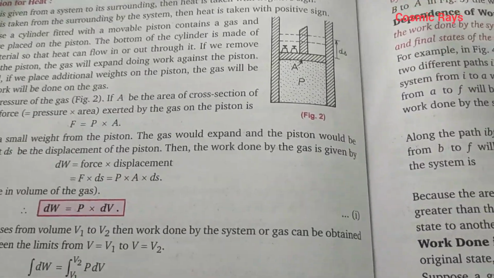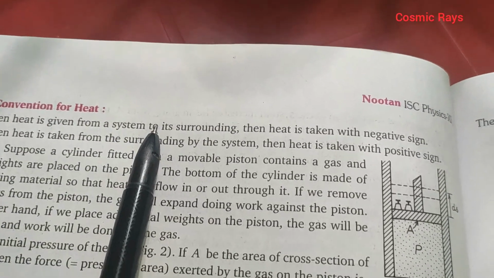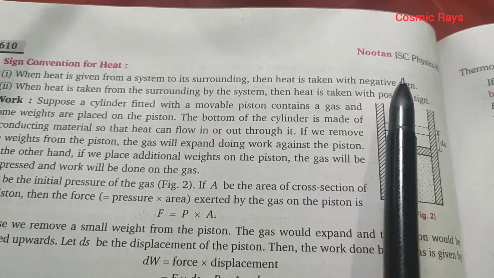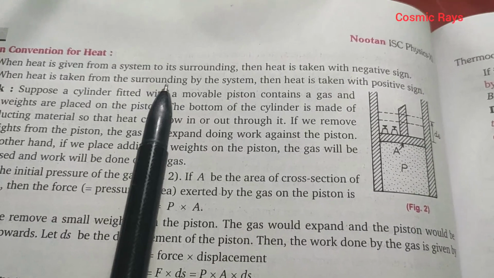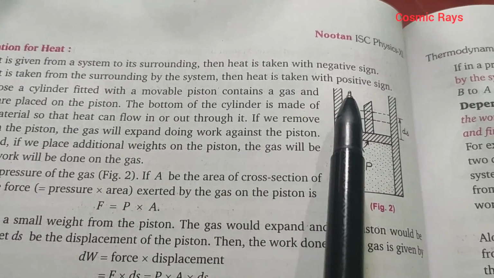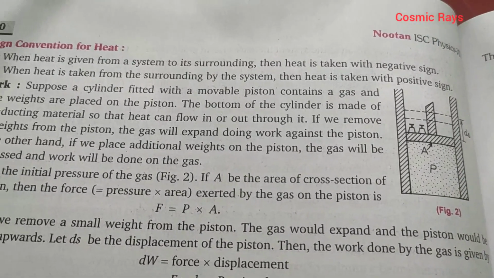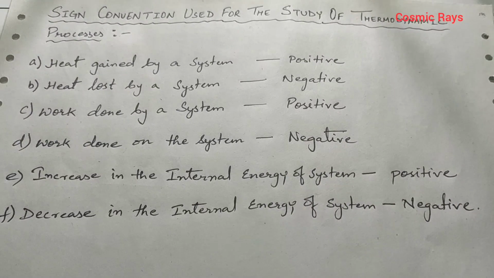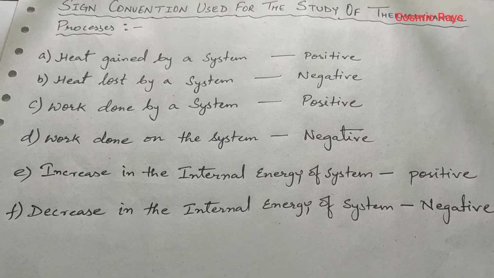Now, if heat is given from the system, then the sign is taken negative, or when the heat is taken from the surrounding or gained by the system, then the heat is taken with the positive sign. So, we will quickly sum it up as this sign convention used for the study of thermodynamic processes.